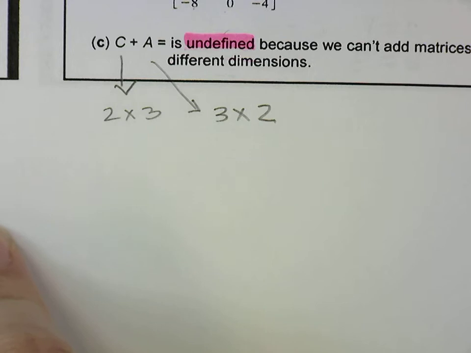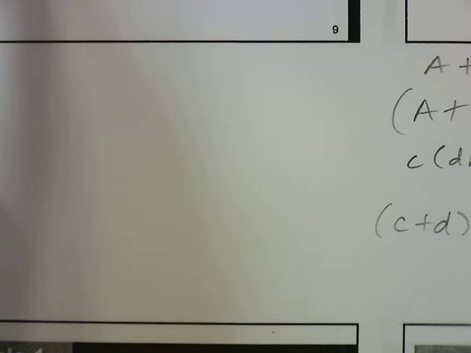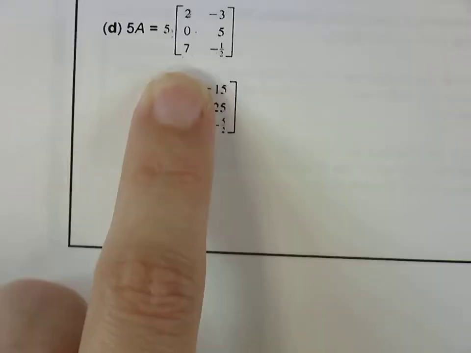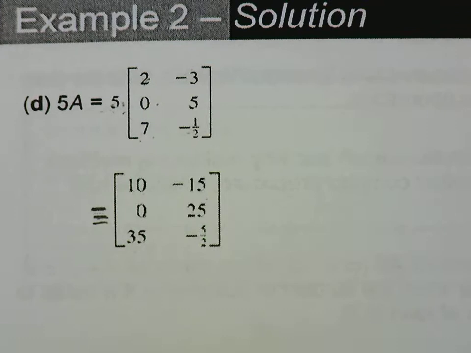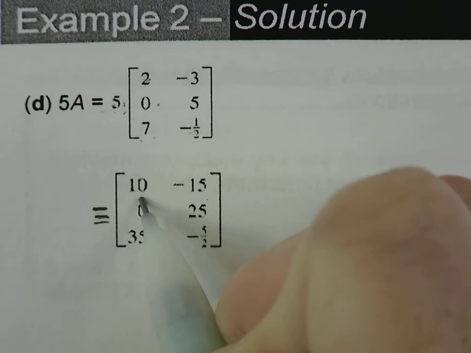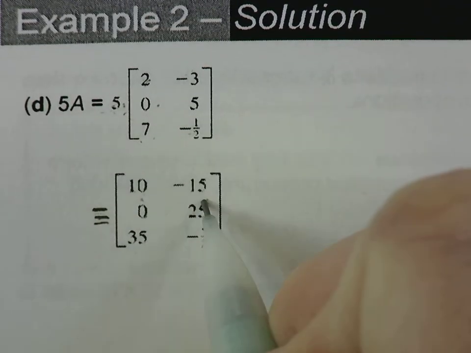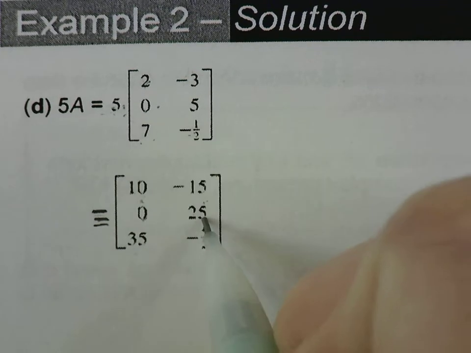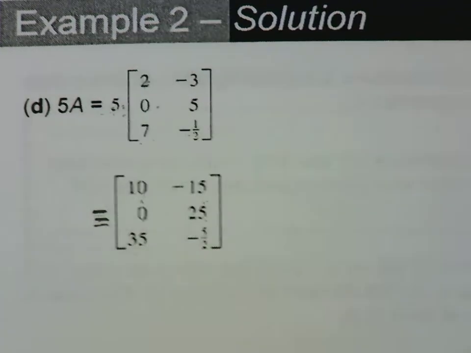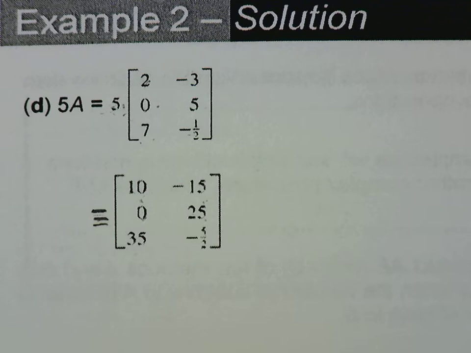The last one is going to be a scalar multiple. It says 5 times matrix A. If you're doing 5 times matrix A, all you want to do is multiply each element by 5. So 5 times 2 is going to be 10. 5 times negative 3, negative 15. 5 times 0, 0. 5 times 5, 25. And so on and so forth. Do you guys have any questions for me on those?